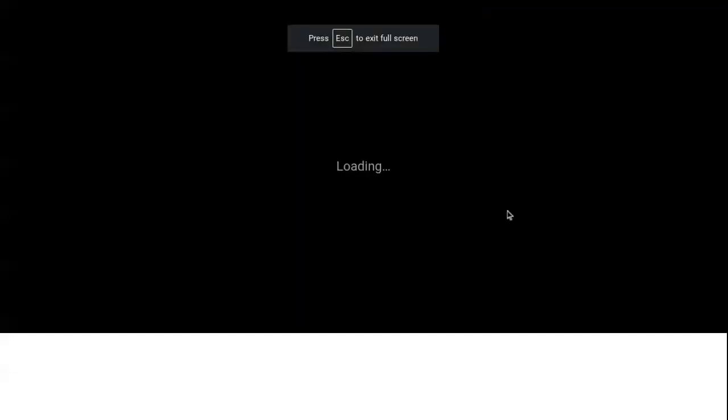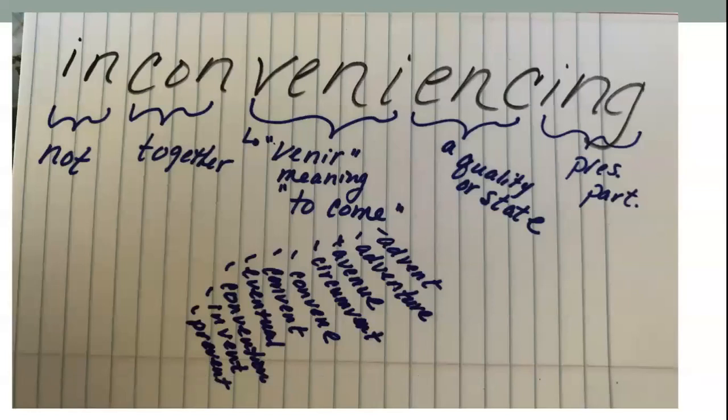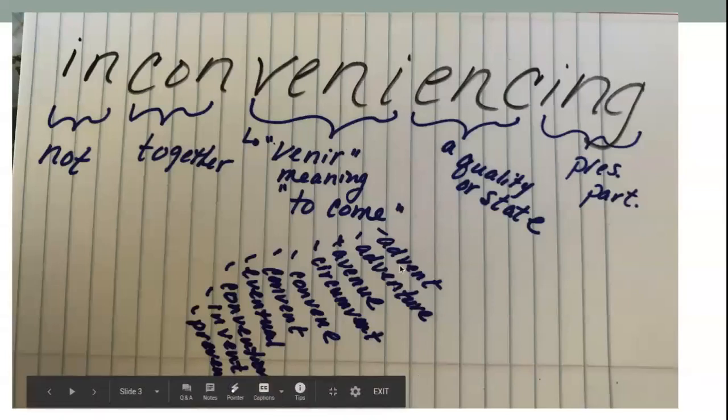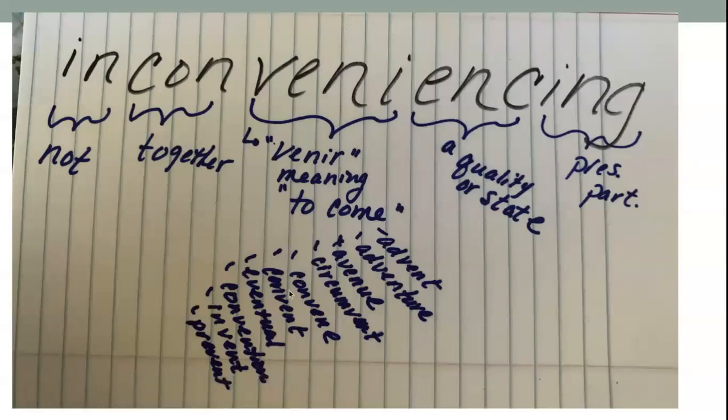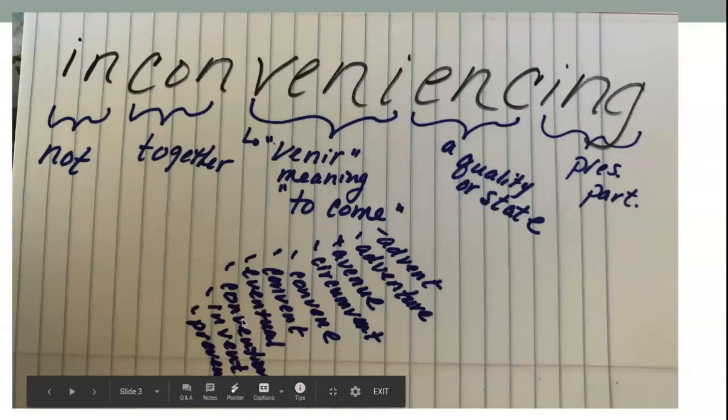And let me make this larger so you can see it better. And by the way, I'm going to post this and the video on Google Classroom, so you can find it there. I'll put it under vocabulary, and I'll also send it out. But here are other words that we looked at that connect, like advent, adventure, avenue, circumvent, convene, convent, eventual, convention, invent, and prevent. So those are all good words that kids can make connections to.